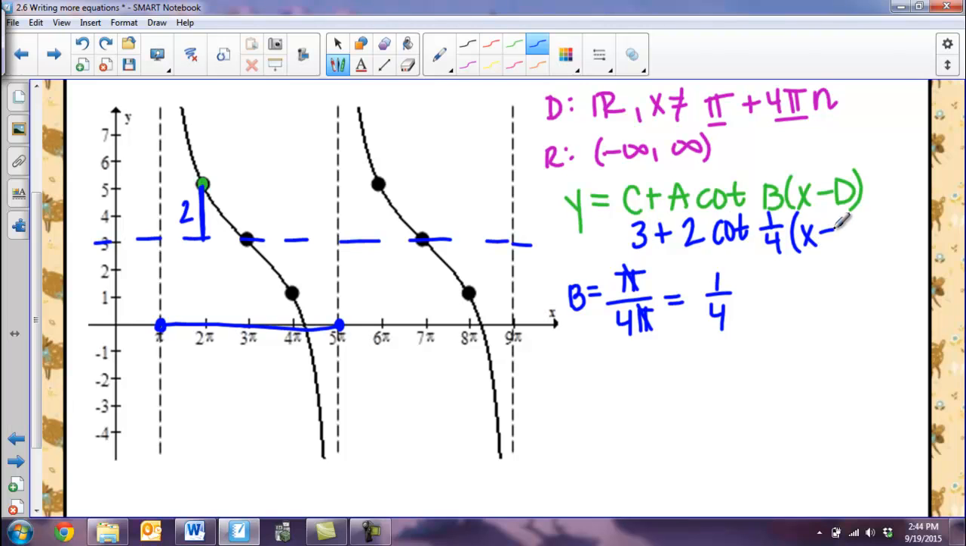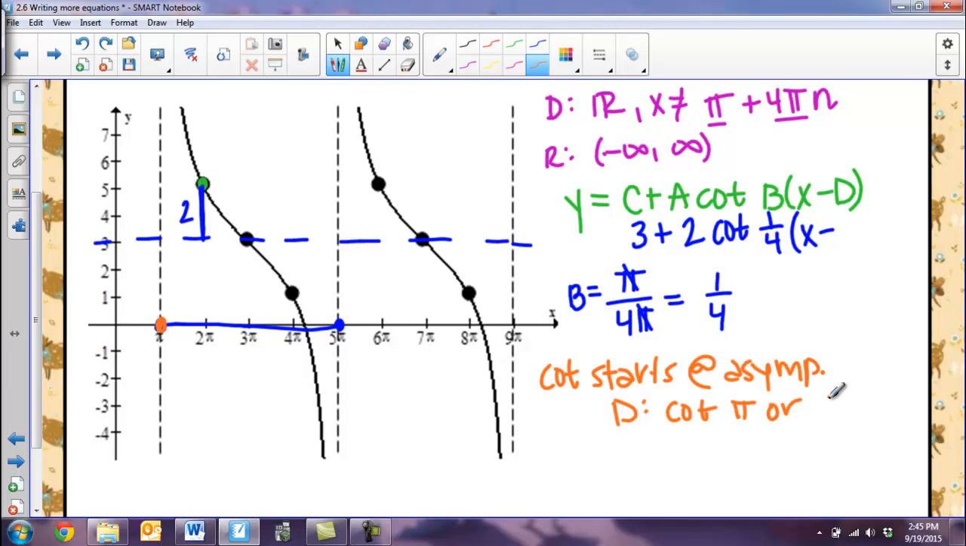Here's the part where your equation can change based on what type of equation you're writing and where you feel like starting. Cotangent starts at an asymptote, so you find an asymptote and that will be your d value. I have one here at pi, I have one at 5 pi, I have one at 9 pi, so I can use any of those. They're all positive, so I'll just write in minus pi. So one of my equations could be 3 plus 2 cotangent 1/4 x minus pi.